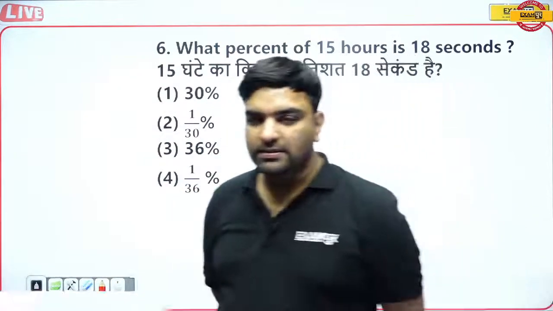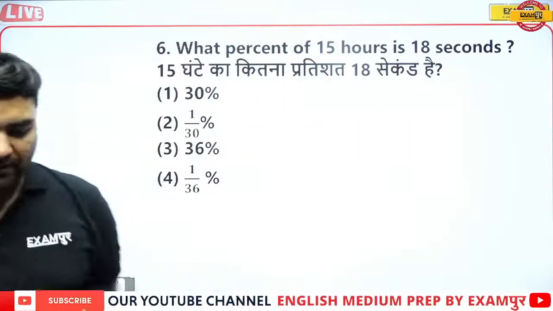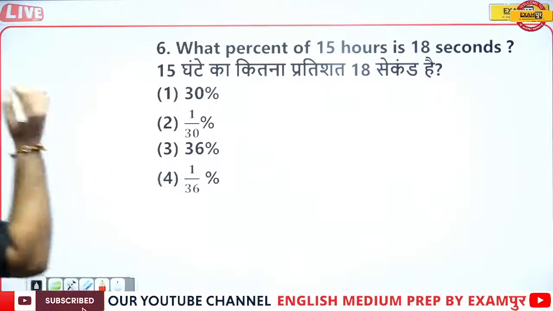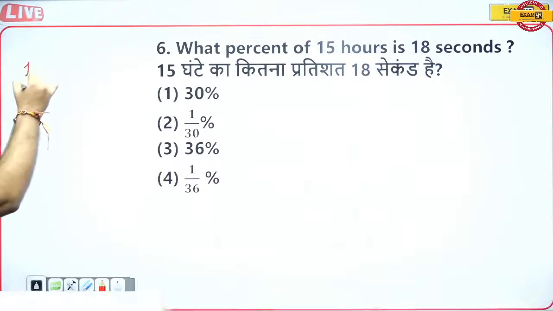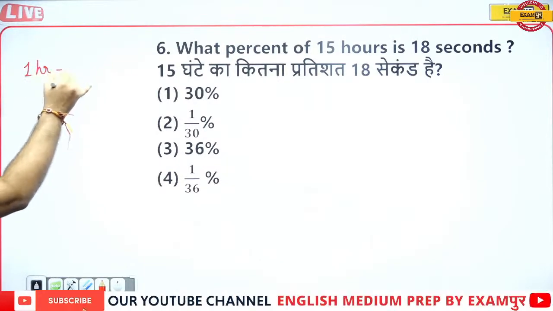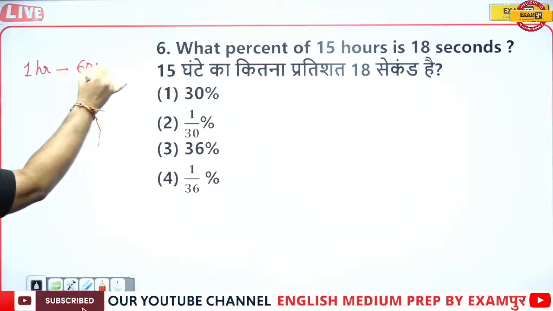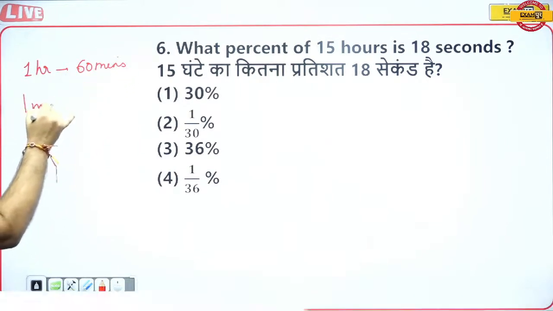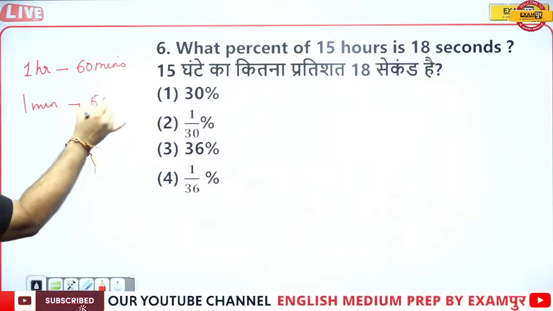Eighteen seconds is what percentage of 15 hours? What are the few things to be noted down over here is that 1 hour is equal to 60 minutes, and 1 minute is equal to 60 seconds.